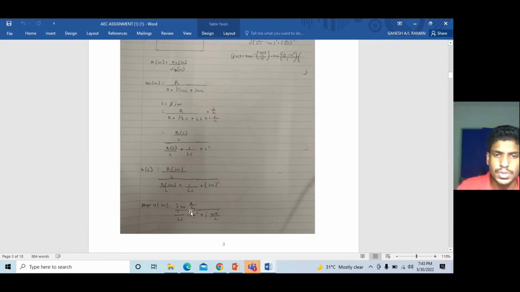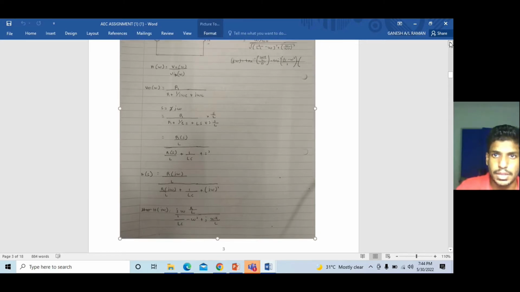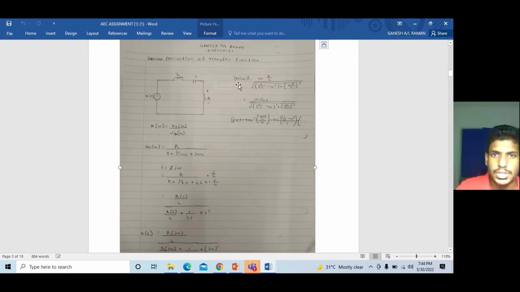So H(j omega) equals j omega R over L divided by 1 over LC minus omega squared plus j omega R over L. After we derive it, we get this. Now we need the magnitude. So the magnitude of H(omega) equals omega R over L divided by the square root of (1 over LC minus omega squared) squared plus (omega R over L) squared.